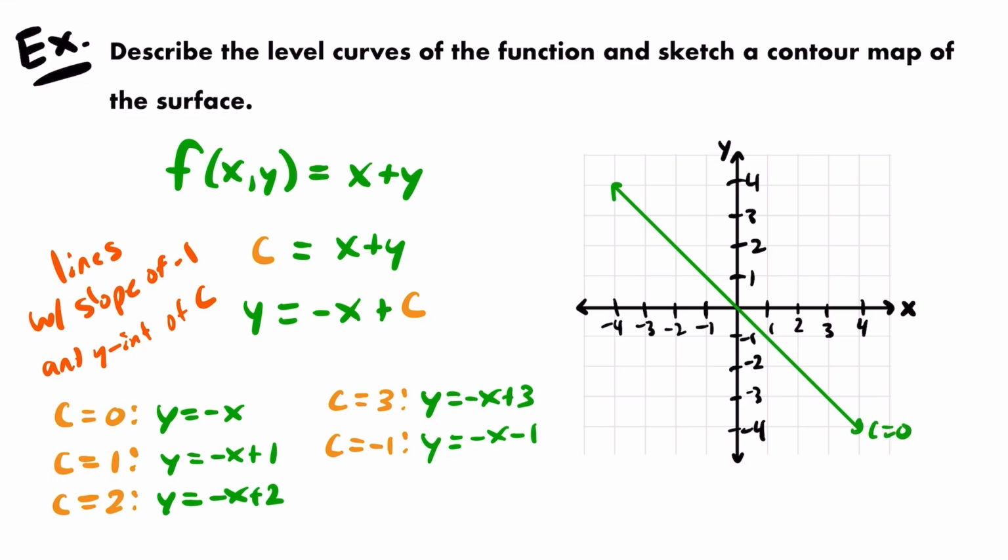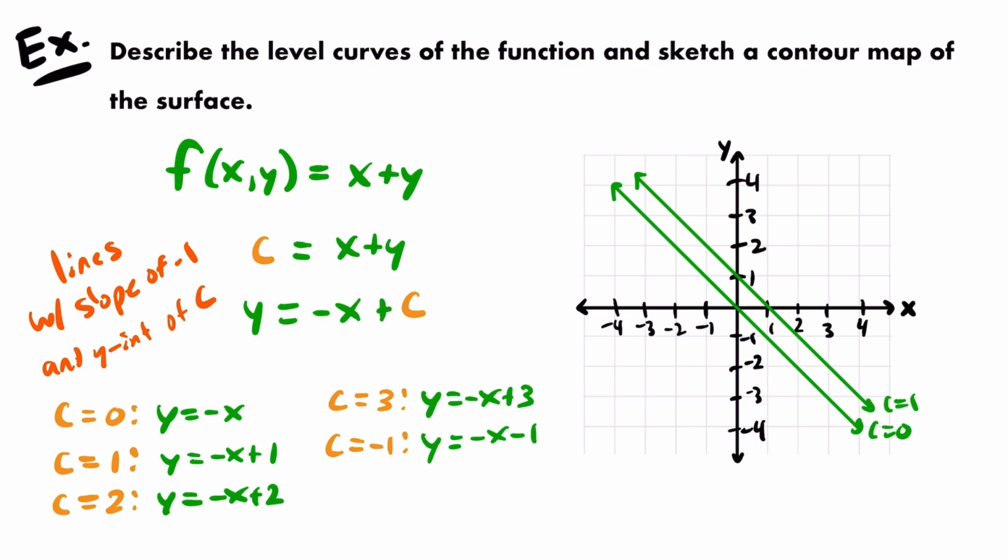Then let's do c equals 1. It's the same line, but with a y-intercept of 1. So we're going to draw the same line, except shifted up 1 unit in the y direction. So that line will look something like this. That will be the line, or level curve, for c equals 1.